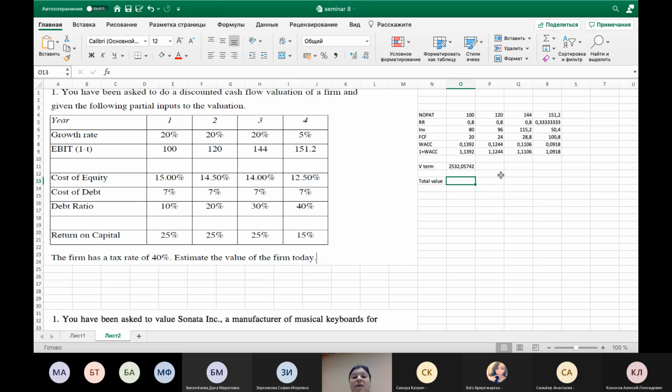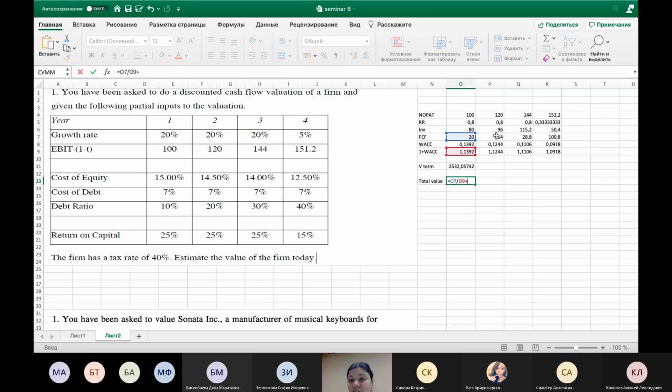As about our total value, it will be our free cash flow divided by 1 plus WACC. But unfortunately, in this case, we have a great variety of discount factors. And so previously, we summarized 1 plus our discount factors to simplify our task. It will be free cash flow divided by 1 plus WACC.